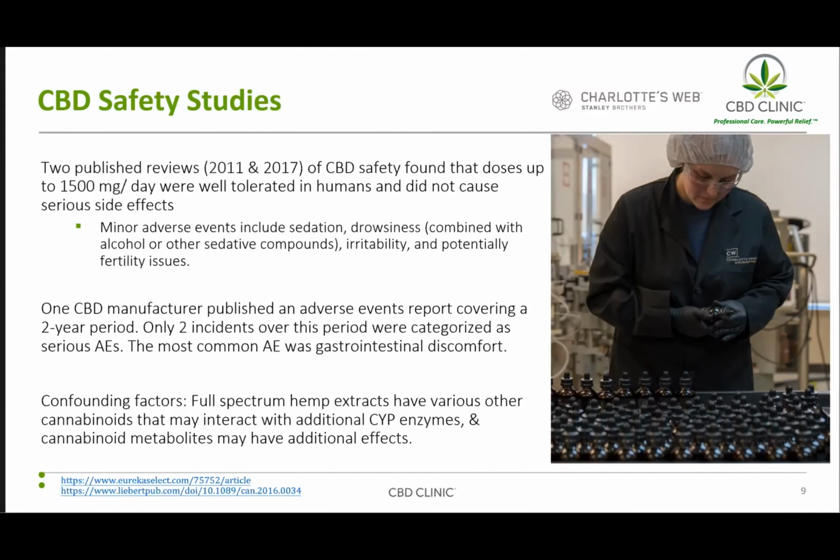So some confounding factors to consider: full spectrum hemp extracts. These have a lot of other cannabinoids in there. They're not just CBD. And so we still have a lot to learn about the metabolism of all the other cannabinoids, and at what levels we have to be concerned about with that. And then cannabinoid metabolites, like I mentioned, those may have some kind of interactions.